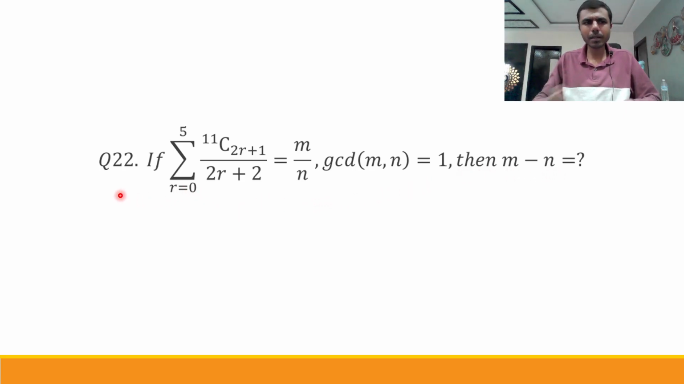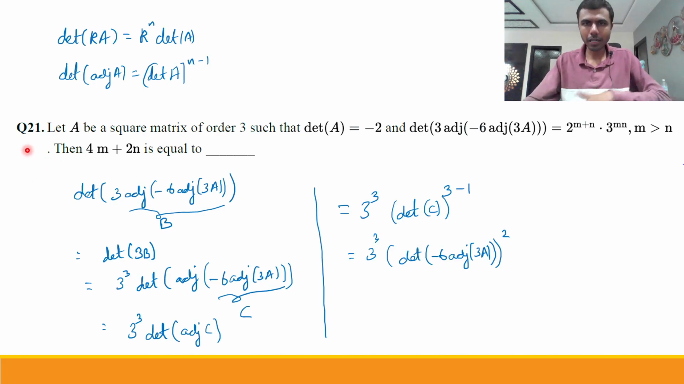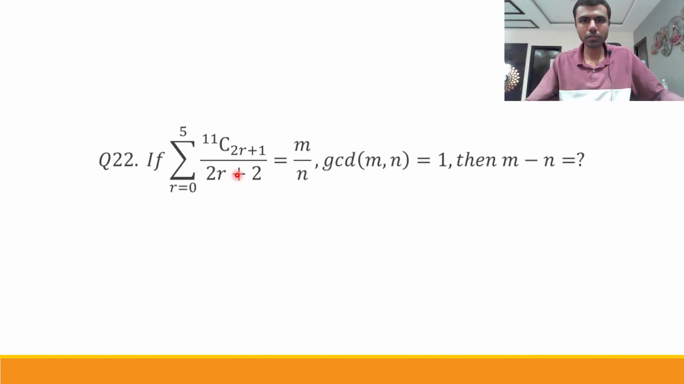These are integer type questions. You know, this question is an integer type, that's why there are no options. And this one is also an integer type question, so there are no options.